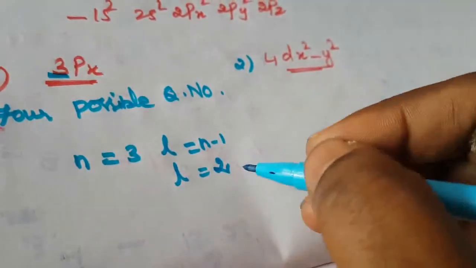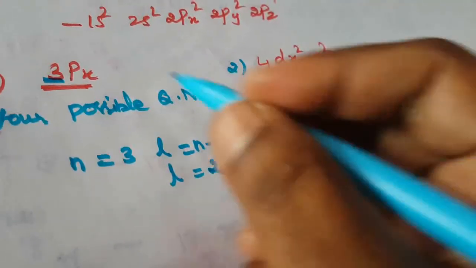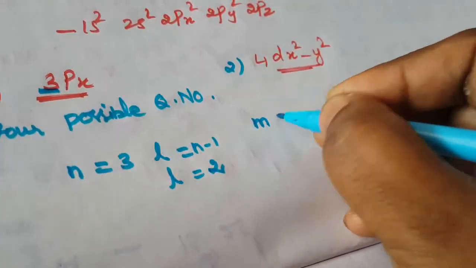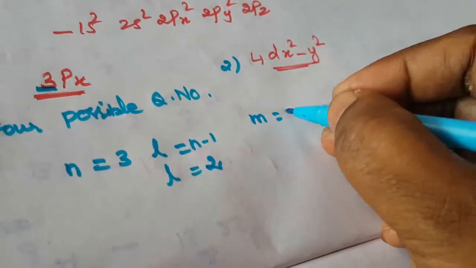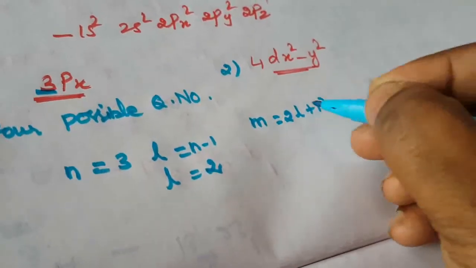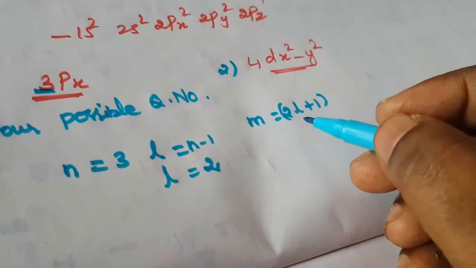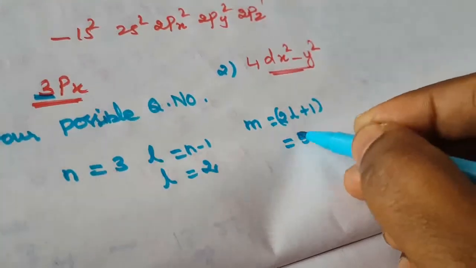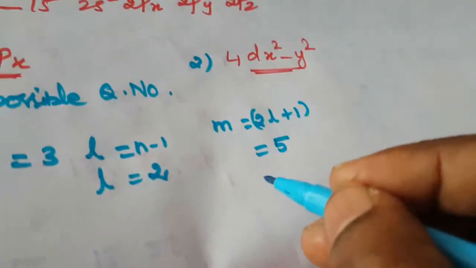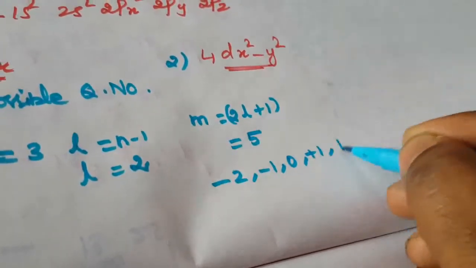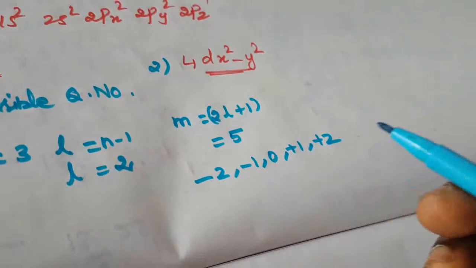Okay, L is equal to 2 means what orbital? That is already told here, that is the d orbital. So what is the m value? m is equal to 2L plus 1. 2L plus 1 means 2 times 2 plus 1, that is 5 values. What are those 5 values? Minus 2, minus 1, 0, plus 1 and plus 2.